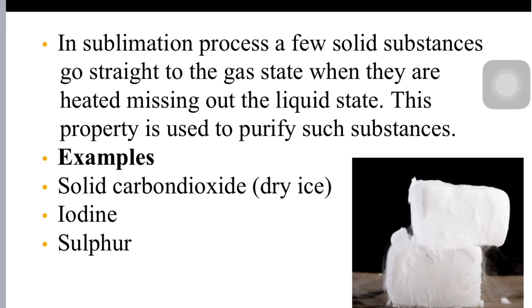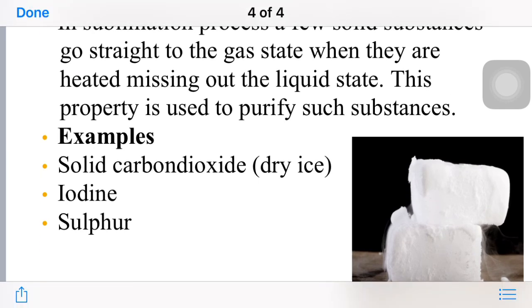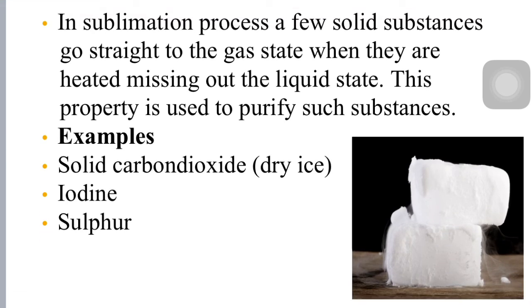As we all know, according to the states of matter, matter first changes from solid to liquid state and then from liquid to gas state, but there are a few substances which convert directly from solid to gas state and skip the liquid state. These substances are solid carbon dioxide, iodine and sulfur.